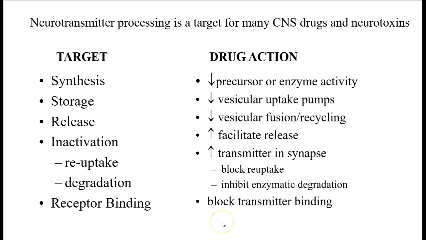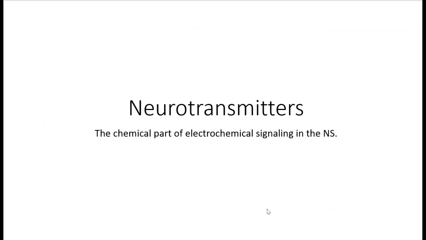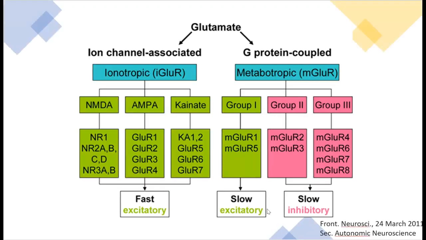And then another possibility is that the drug is designed to block the neurotransmitter from binding in the first place. Now, this part is what you're going to be doing a lot on, so I'm just going to give a couple of examples here. This first example is to look at glutamate. We know that it's an excitatory neurotransmitter, as a matter of fact, the most excitatory one we know.